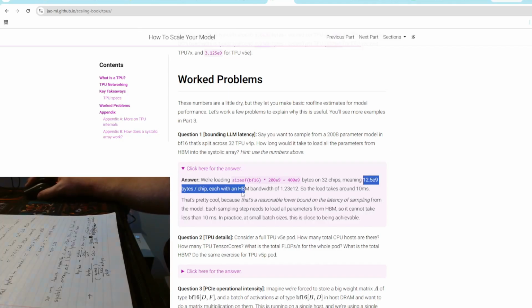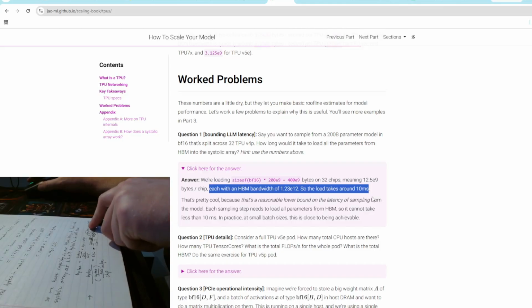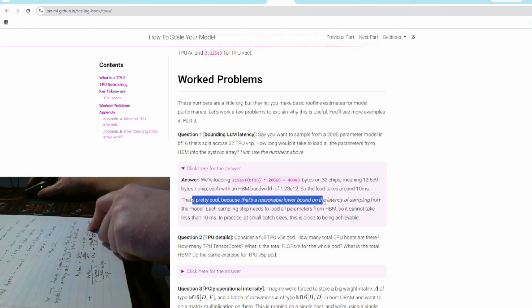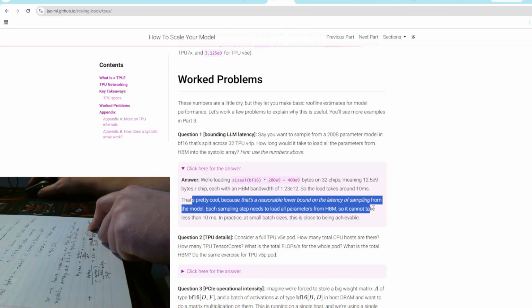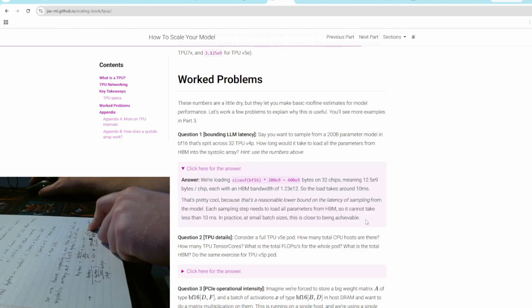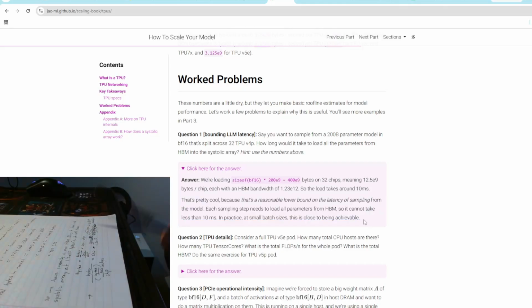12.5 E9 bytes per chip. Okay, so I did it the other way, each with the HBM bandwidth. So the load takes around 10 milliseconds. That's what that is, right? It's pretty cool because it's a reasonable lower bound on latency when sampling from this model. It must load all parameters from HBM, so it cannot take less than 10 milliseconds. In practice, at small batch sizes, this is close to being achievable. Okay, so we got it, right?